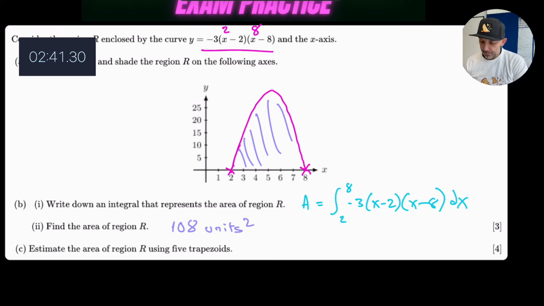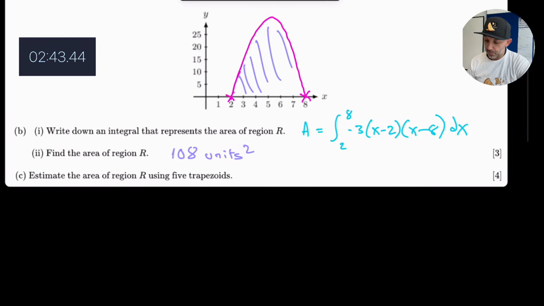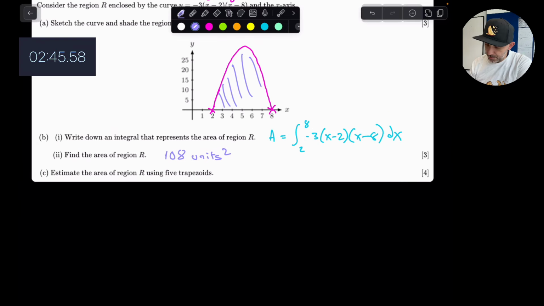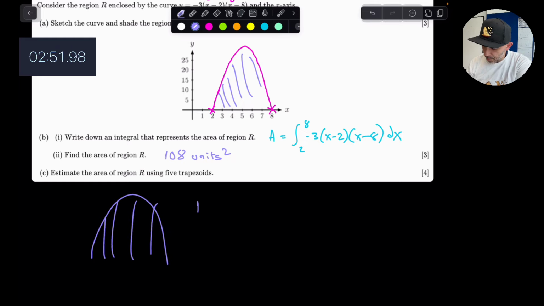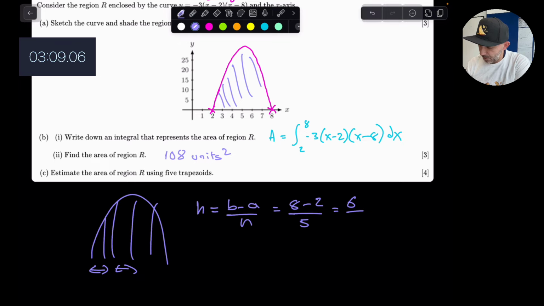Estimate the area of the region R using 5 trapezoids. Okay, so this time I'm going to do this on here. So when you've got this shape, we've got these different trapeziums. We want to know what the width of each trapezium is going to be. So we do that by doing b minus a over the number of trapeziums that we want. So in this instance, it was 5. So b minus a was going to be 8 minus 2 over 5, so that's 6 over 5.